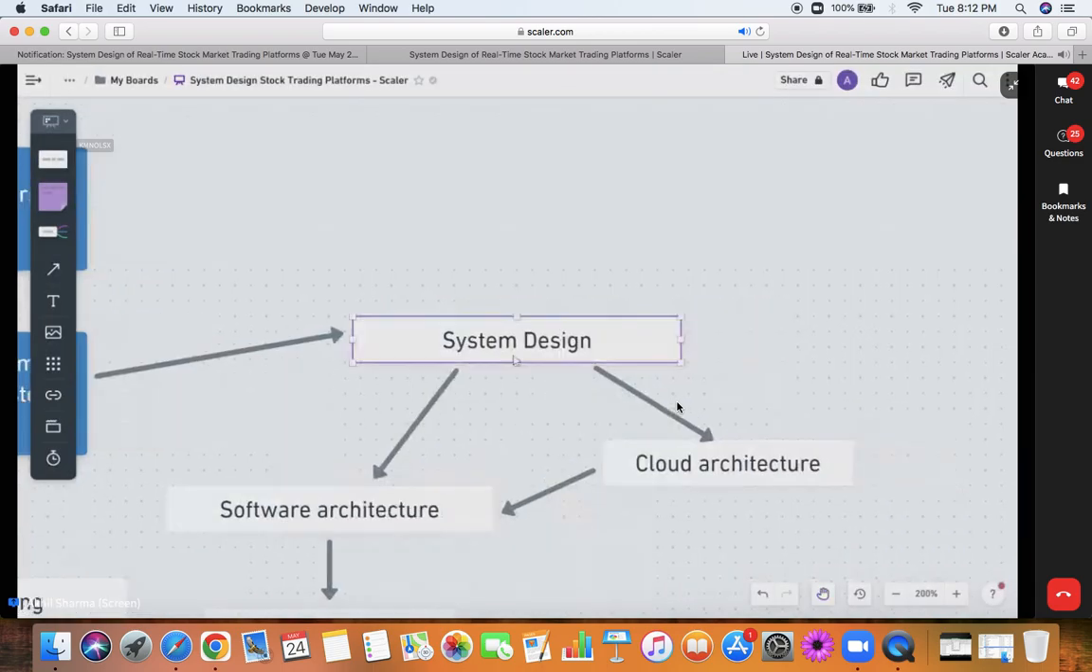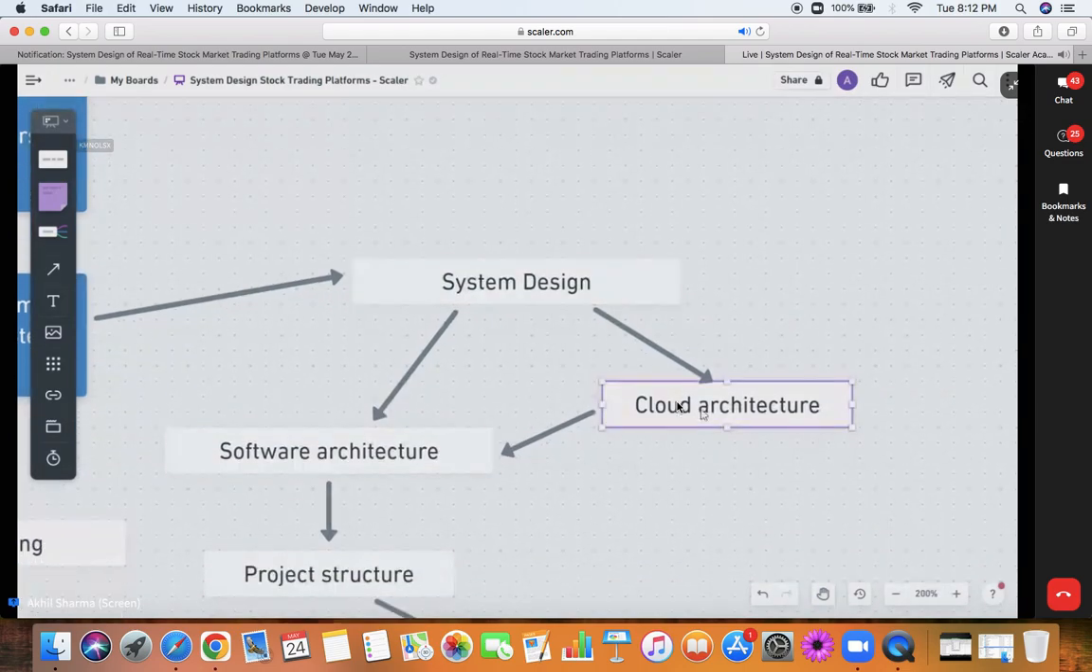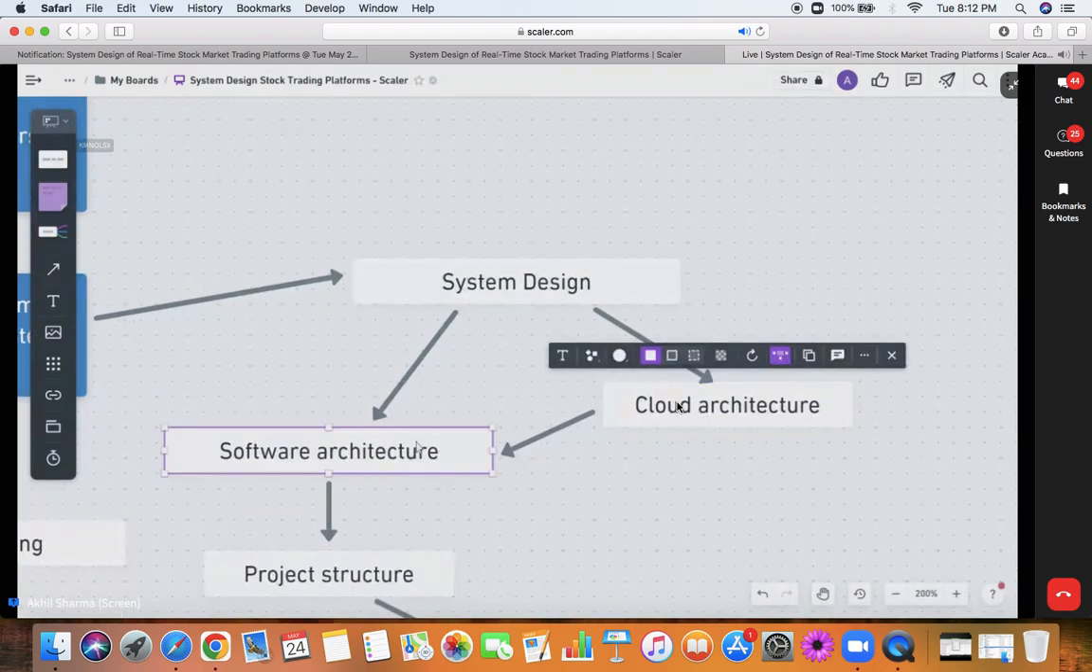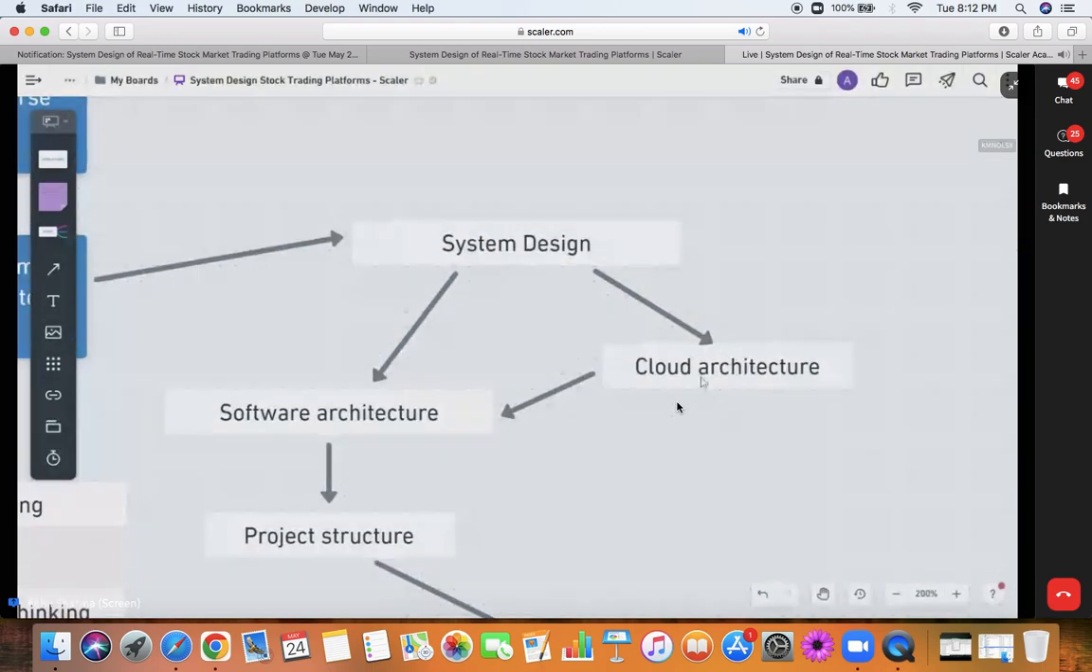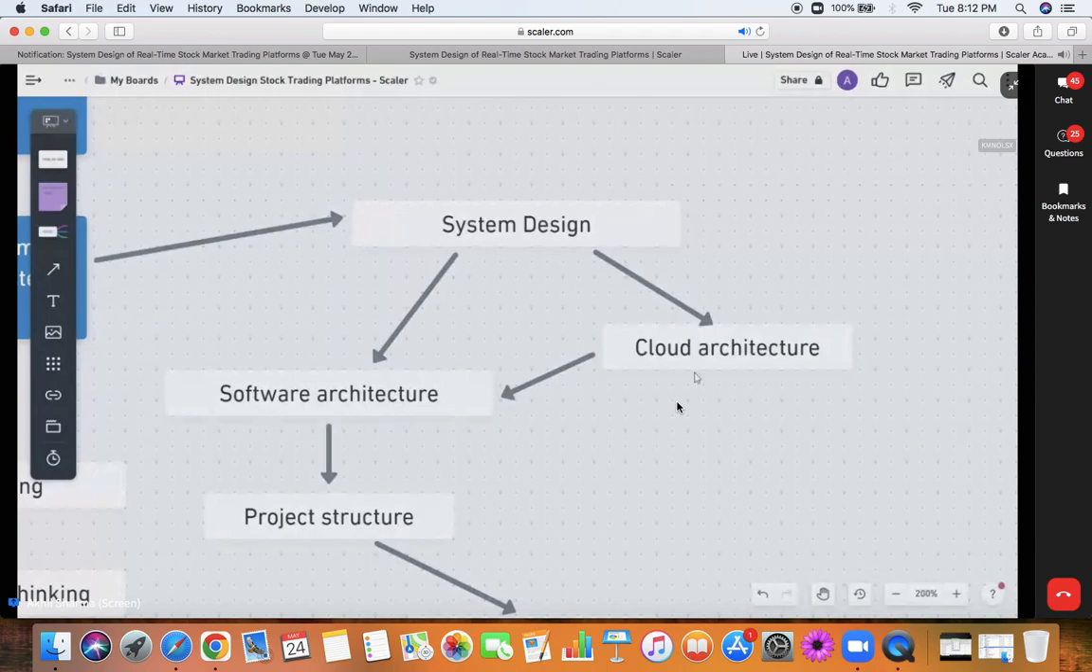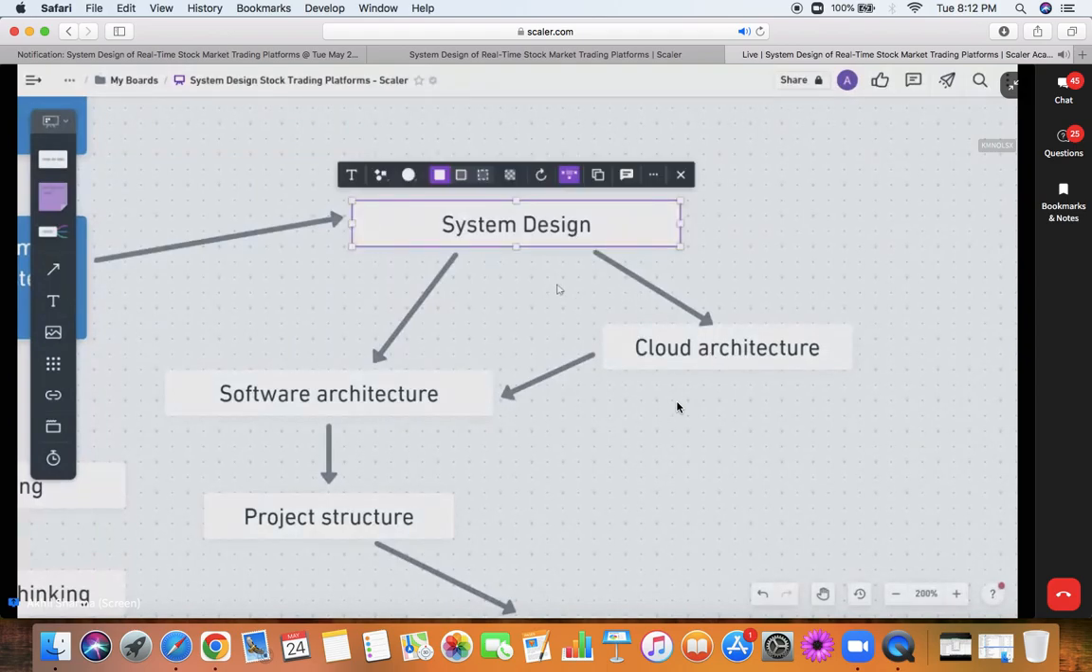System design is basically a kind of planning that you do before you start thinking about your cloud architecture, your software architecture, your project structure. Usually, if you go to a good engineering firm, this is the process that is usually followed. You get a system design.